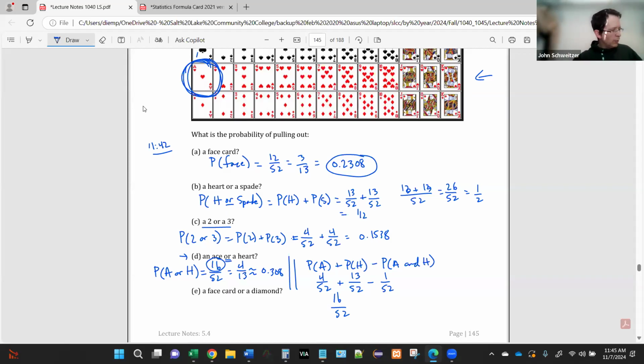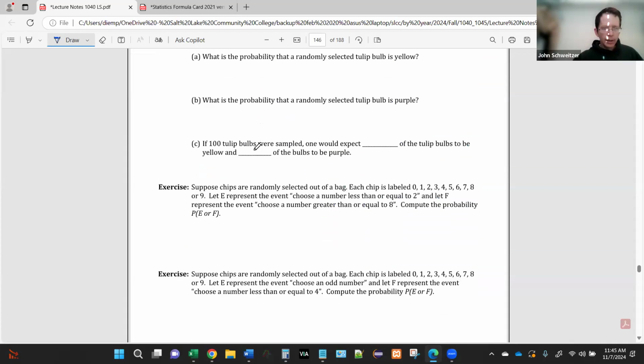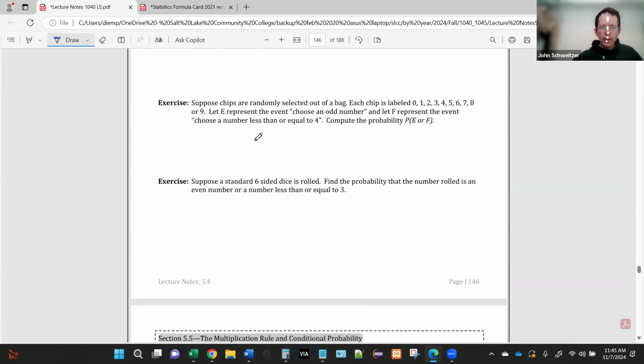Let's go ahead and move on. Like I was saying, there are just so many problems on this page. It's more than we need to do. In fact, we've already done everything we need to in this section. Maybe we'll do one more to get a slightly different problem going here. So why don't we do that last one on page 146 together?